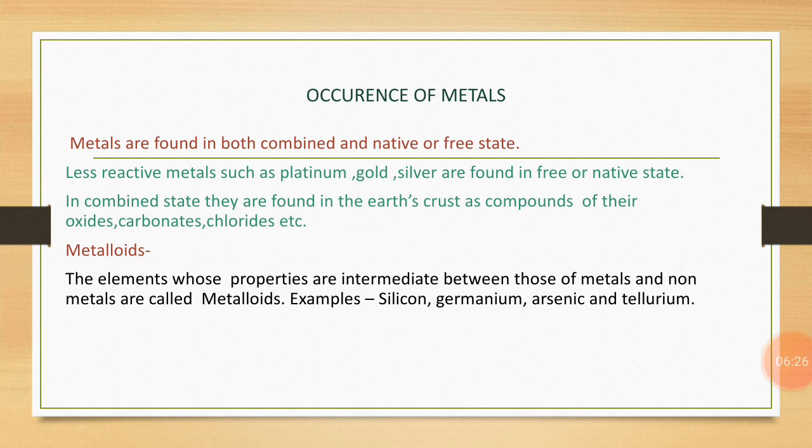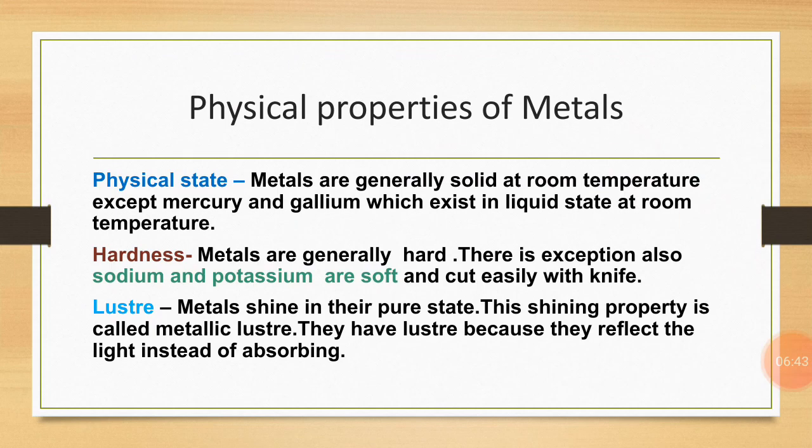Later on in the next part of this chapter, we will learn about the physical properties of non-metals. First, we are going to learn about the physical properties of metals. Let us see what the physical properties are. The first physical property is the physical state.